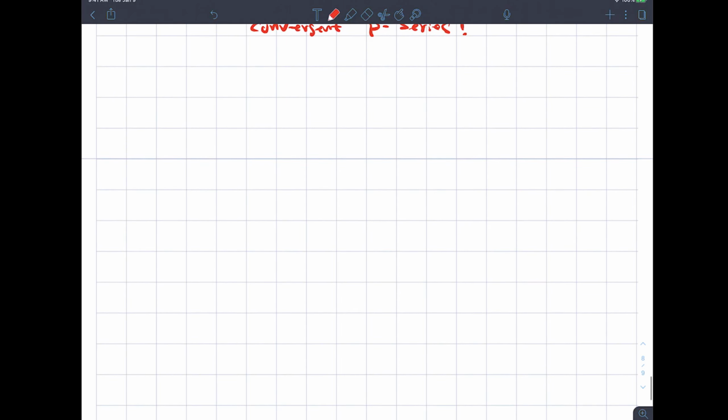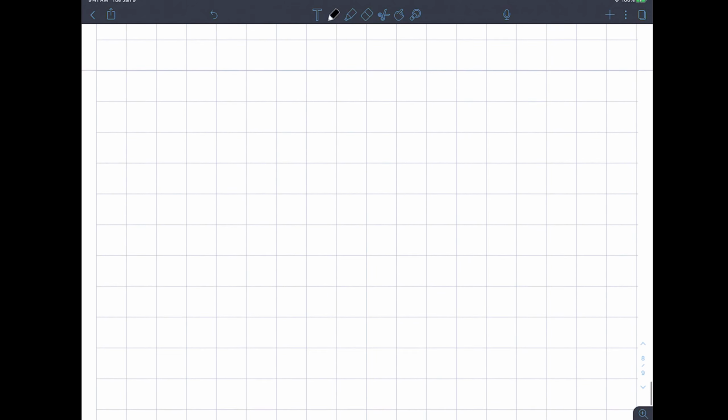Let's see if we can get a few more in here. Let me give you another example of the integral test. They give you 1/5 plus 1/8 plus 1/11 plus 1 over 14 plus 1 over 17, and then this goes on forever.